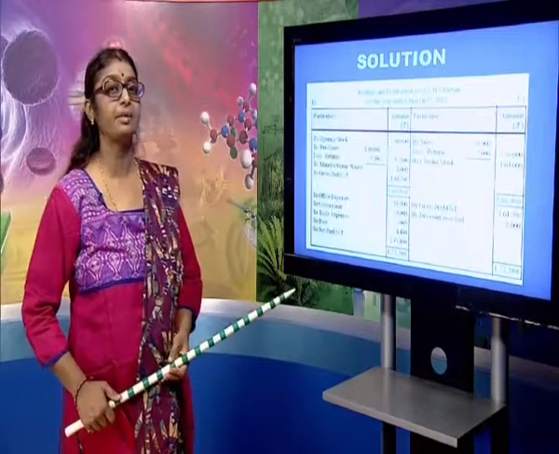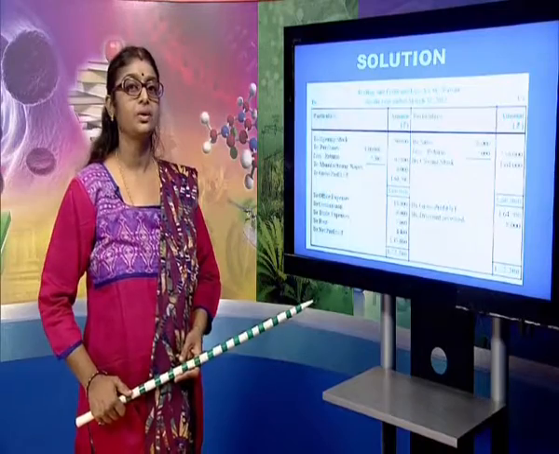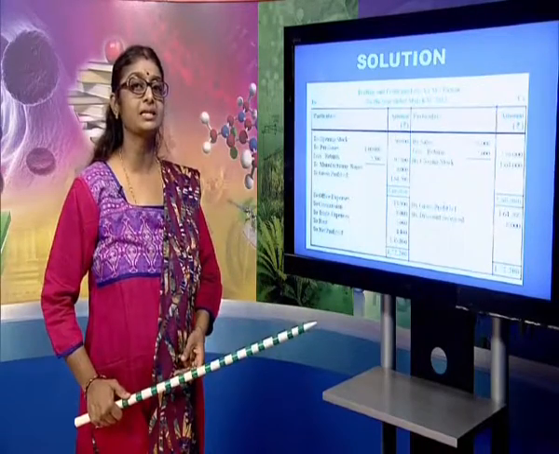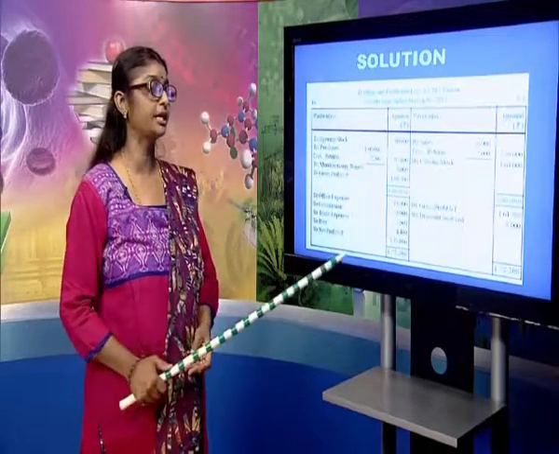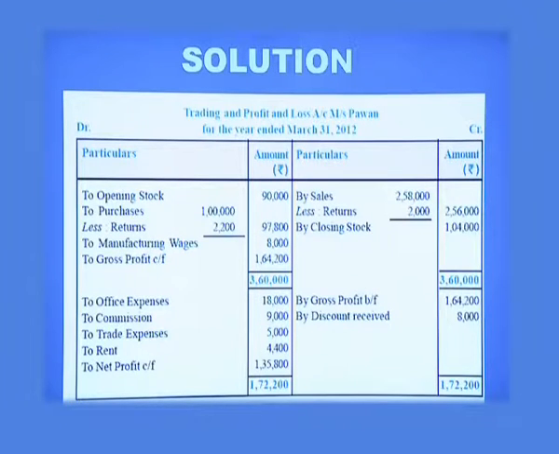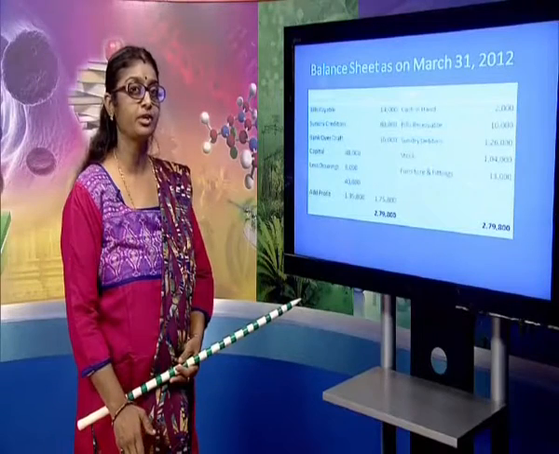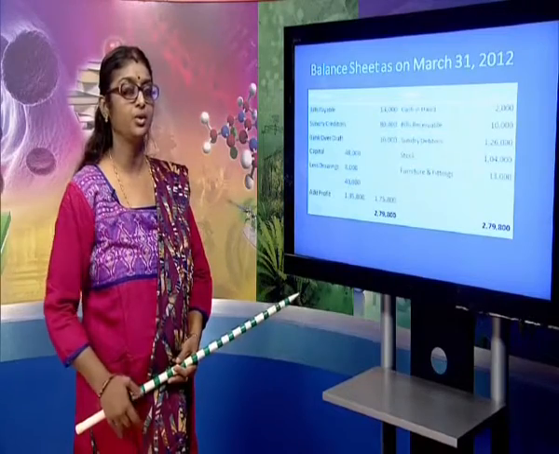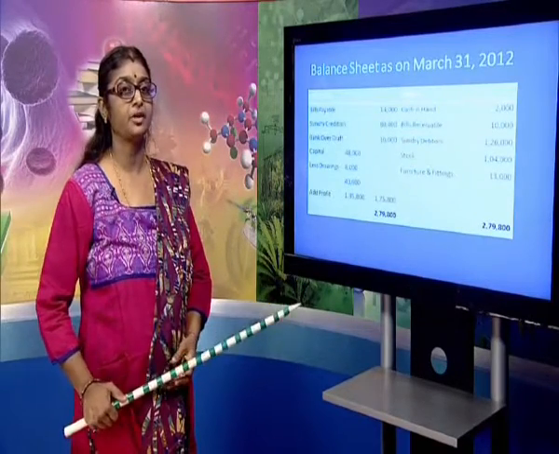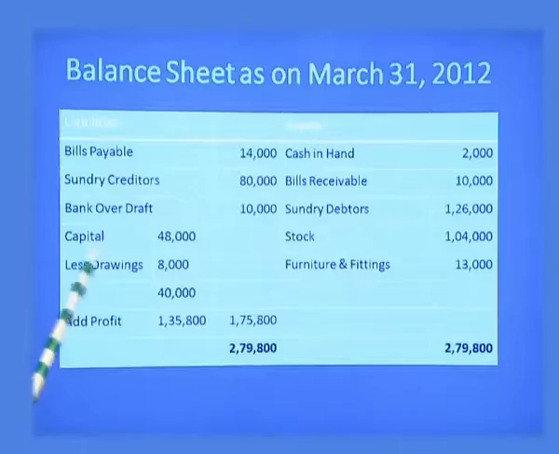And here also you have to balance the profit and loss account, find out the total on both sides, write the biggest total. It came to 1,72,200 and the difference came to 1,35,800, which is the net profit. And in this question you have to write both trading, profit and loss account and balance sheet. Now you got capital from the profit and loss account. That amount will be written on the inner column of the balance sheet.